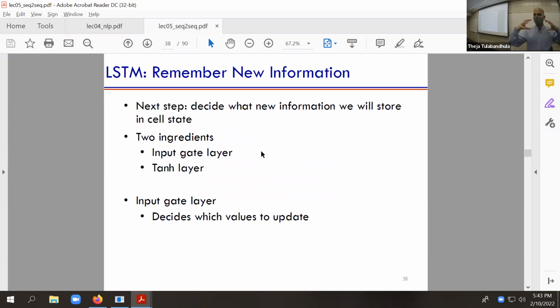Next, let's talk about remembering new information. Remembering new information is a little bit more involved because you first need to create new information and then you can remember it. So this involves 2 gates.